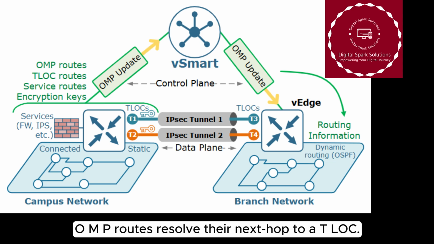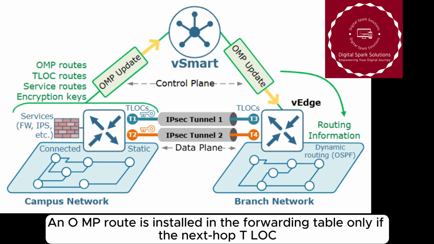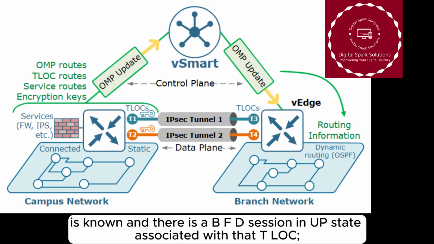OMP routes resolve their next hop to a TLOC. An OMP route is installed in the forwarding table only if the next hop TLOC is known and there is a BFD session in up state associated with that TLOC.